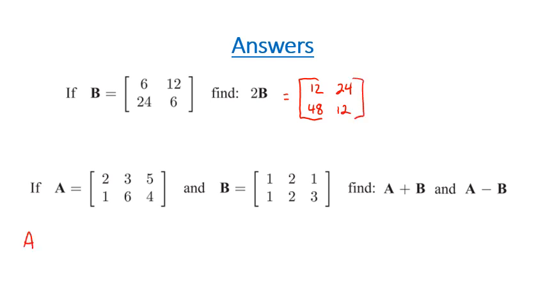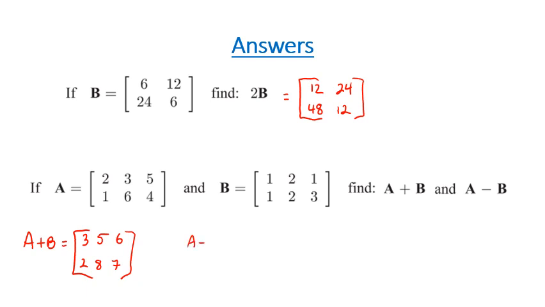In our second question, we've got A plus B. Now remember, we simply just add the numbers here. That gives us 3, 5, and 6. I'm just adding the numbers. And this gives us 2, 8, and 7.